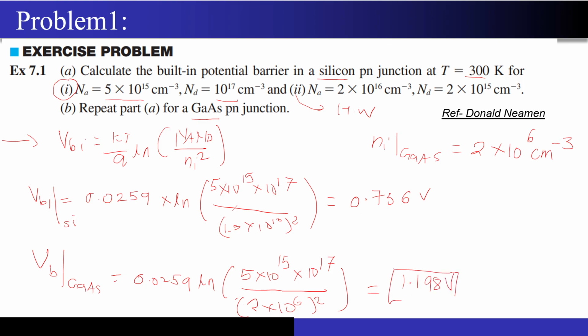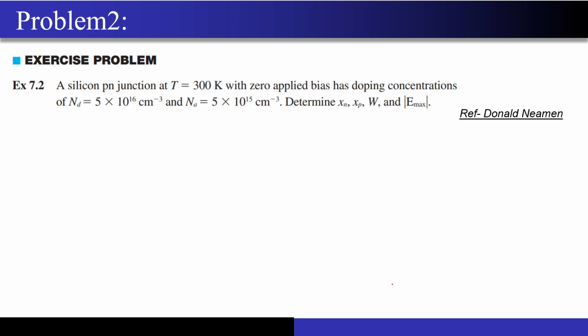So you can clearly see the built-in potential for the same doping concentration for gallium arsenide came out higher compared to the built-in potential for silicon, right? And this happened because the Ni for gallium arsenide is much lesser compared to the Ni for silicon. That's why your built-in potential came out higher for gallium arsenide. Now I hope this problem was clear. There was no tough thing to solve in that problem. Now let's move on to the next problem.